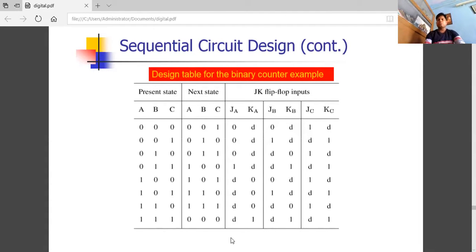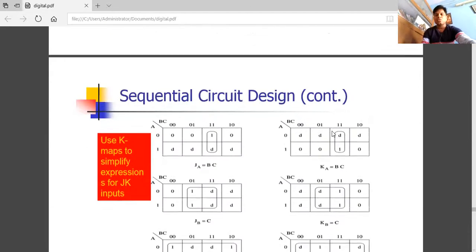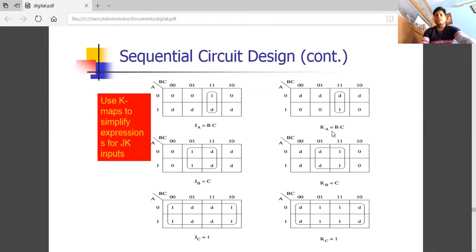After that, we have to do K-map solutions for JA only, KA only, JB only, KB only, JC only, and KC only. We design each individually: K-map solving for J, K-map solving for K, then JB, KB, JC, KC respectively. So here we have to design J. Suppose JA. The input variables are A, B, C.